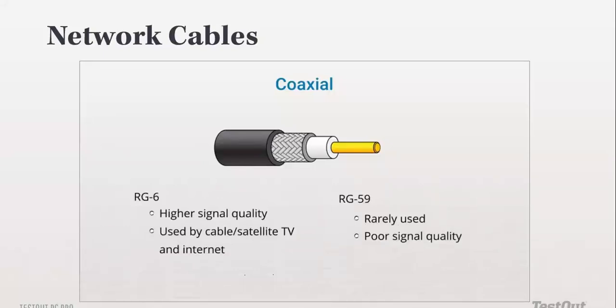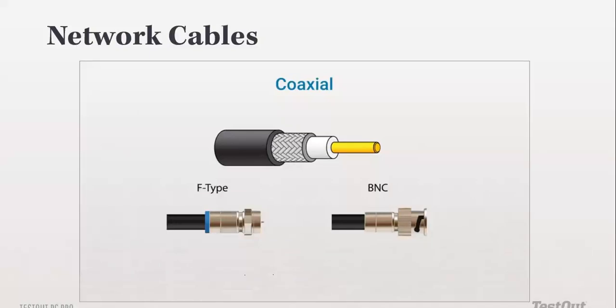The same way we have twisted, shielded and unshielded, we have RG6 and RG59. It's just that RG6 has higher signal quality. It is used for both satellite and cable TV and satellite internet, whereas RG59 is rarely used because of its poor signal quality. These are the various types of connectors that you will find plugged into coaxial cables. I think you have seen these connectors plugged into your TVs.